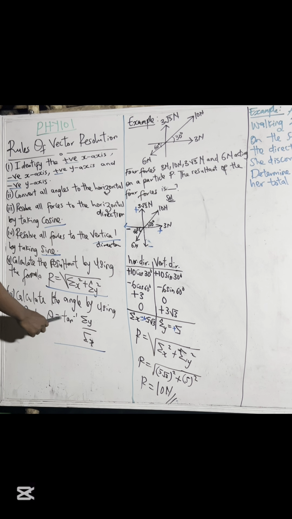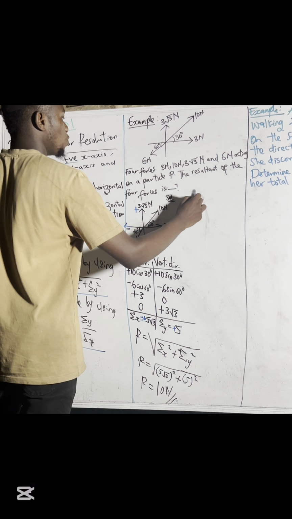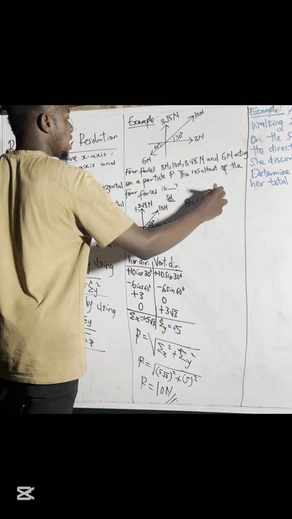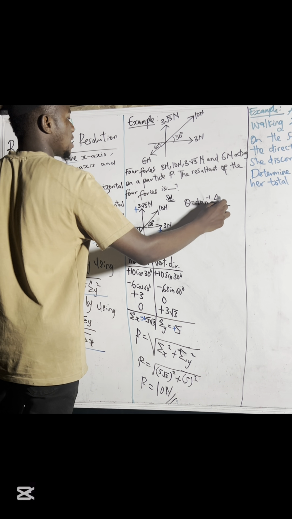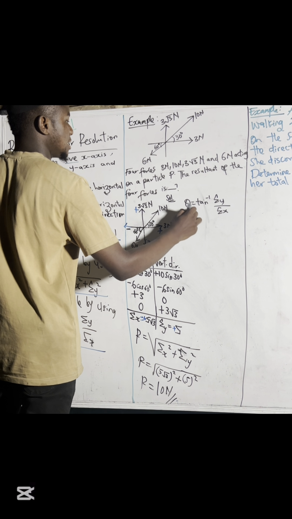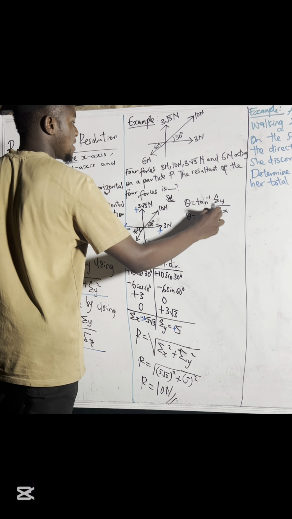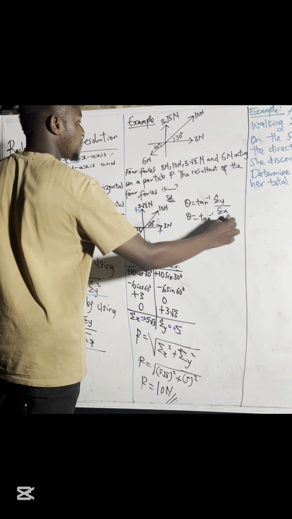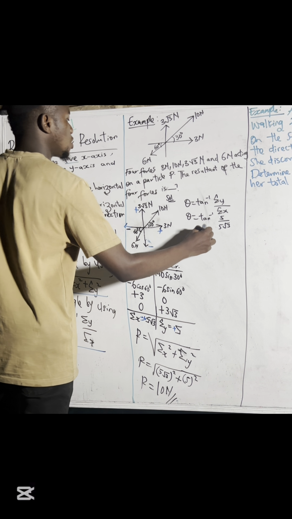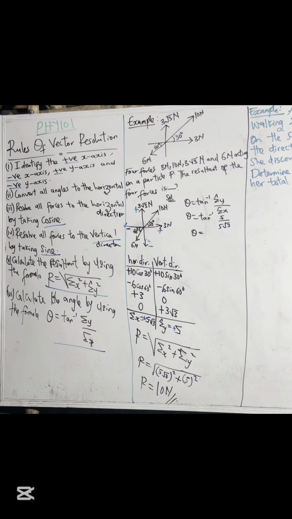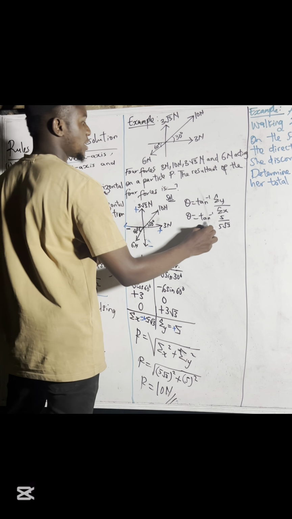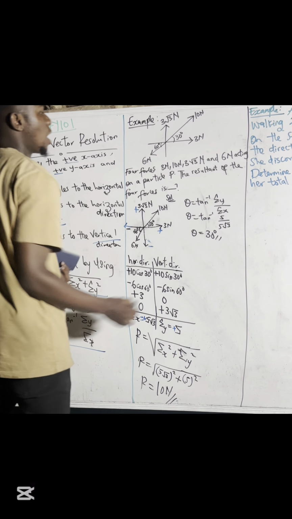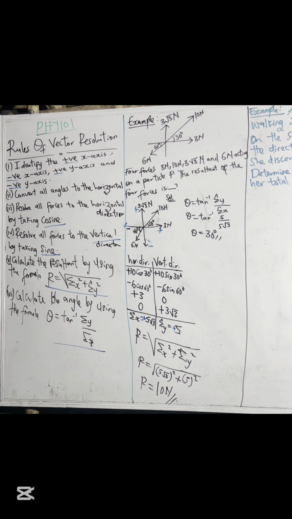I can use this formula to calculate the angle. My theta will just be tan inverse summation y over summation x. My theta equals tan inverse, our summation y is 5, summation x is 5 root 3. Then my theta is equal to, we are going to press it, tan inverse 5 over 5 root 3. That will give us 30 degrees. Our theta is equal to 30 degrees. But also, we can use the other method.